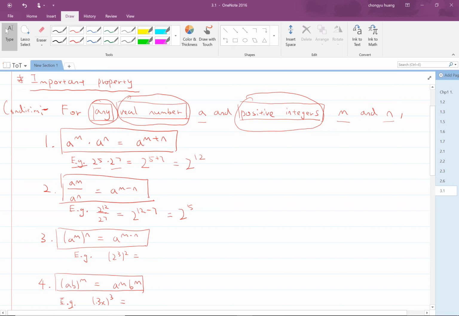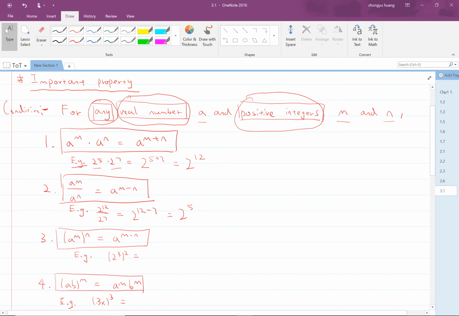Let's look at property 3. I will try to make you understand the condition again. Here we have property 3: bracket a to the power m, bracket, to the power n, and it is equal to a to the power m multiplied by n. The example over here is bracket 2 to the power 3, bracket, to the power 2, and you can see over here a is equal to 2.